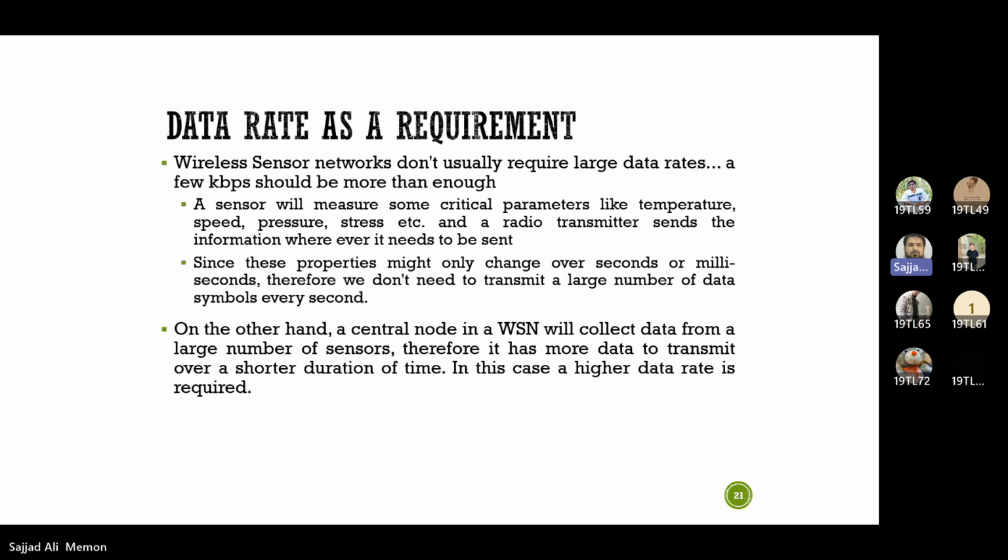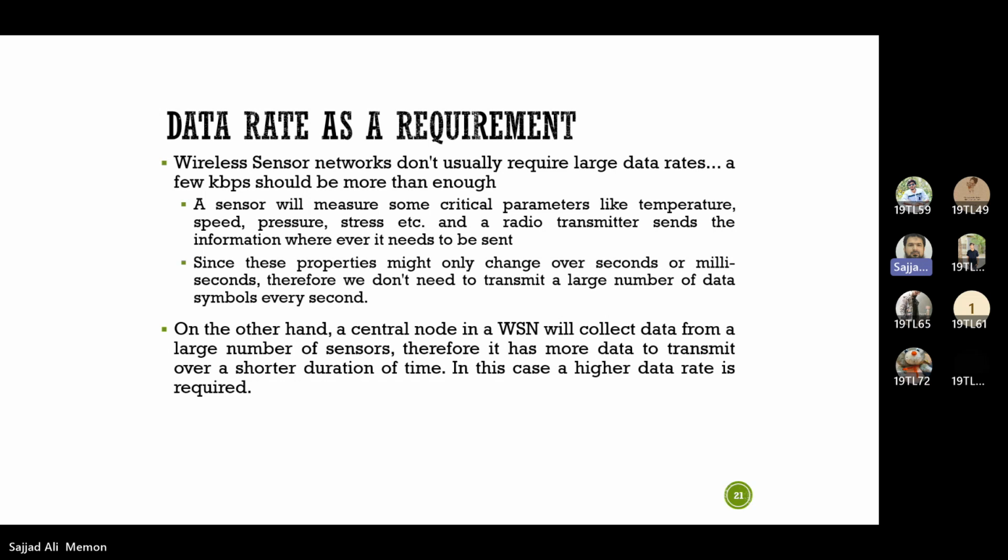A few kilobits per second will work because the job of a sensor is to transmit a particular data, a number. That number may be temperature or any other critical parameter that it is measuring, like speed, pressure, stress, etc. And a radio transmitter sends the information wherever it needs to be sent. Since these properties might only change over seconds or milliseconds, we don't need to transmit a large number of data symbols every second. We can transmit that periodically after 5, 10, maybe 15 minutes.